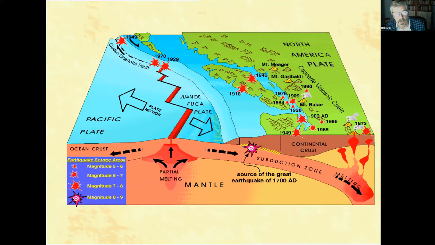Okay, sorry, this is another diagram of the area off of Oregon and Washington. It's a short segment up there. And we have ocean floor being created and then going back into the earth fairly soon. And that's creating very large earthquakes, a very large one in 1700 that created the tsunami in Japan. And that's how it was dated. It was a very large event, 1700.